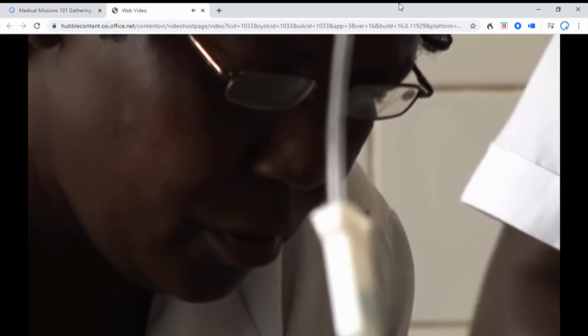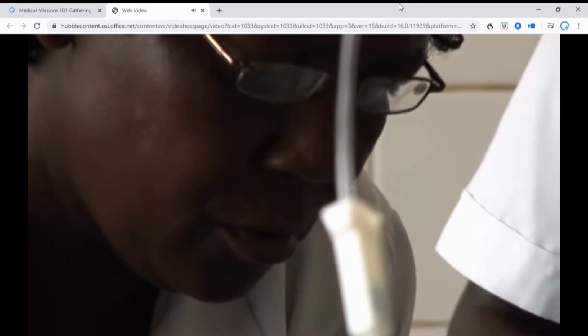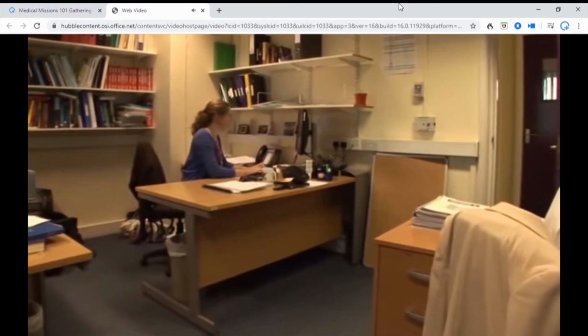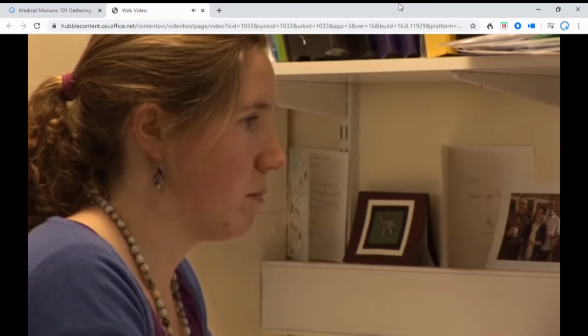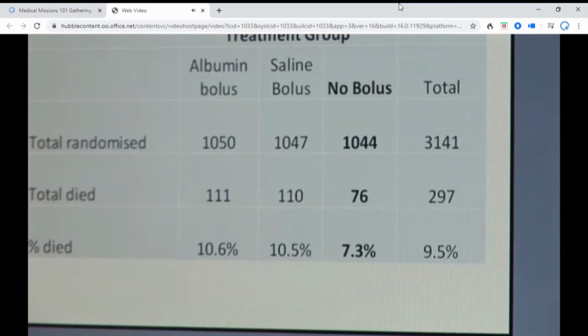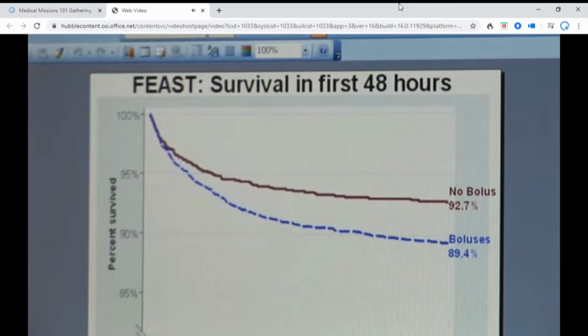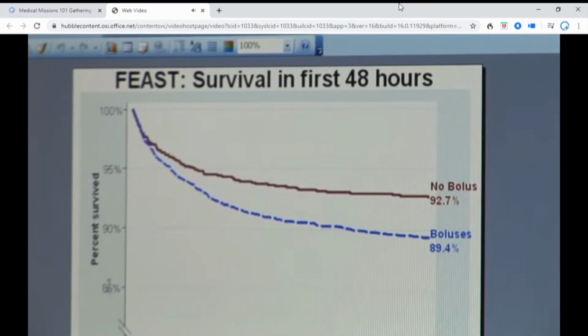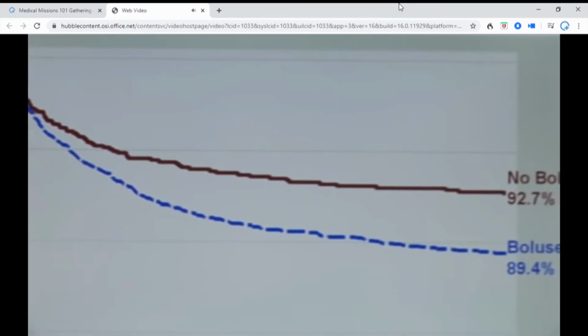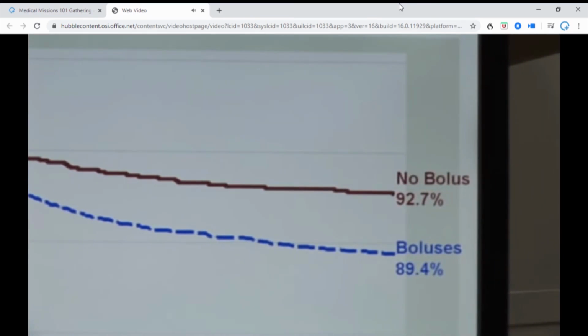The main outcome that we're interested in, and which we called our endpoint, was to ascertain the number of children who survived within the first 48 hours of admission. The answer came sooner than expected. The trial was stopped slightly early by the committee overseeing safety. The results showed that 89.4% of children who received boluses survived the first 48 hours in hospital. However, children who didn't receive boluses but were given fluid more slowly did better. 92.7% of them survived. This difference is significant.